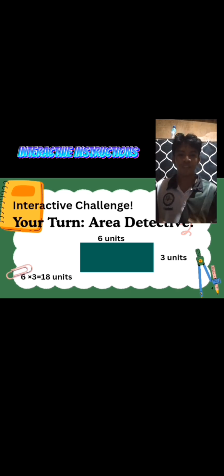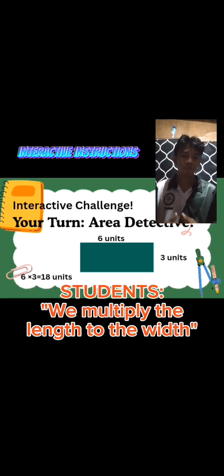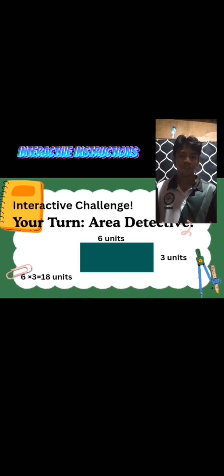Fantastic! Now, how did you get that answer? Did you count every single square or did you find a quicker way? Excellent observation. You just discovered a secret to find the area efficiently. We multiply the length by the width.